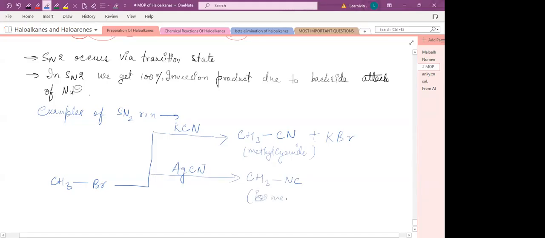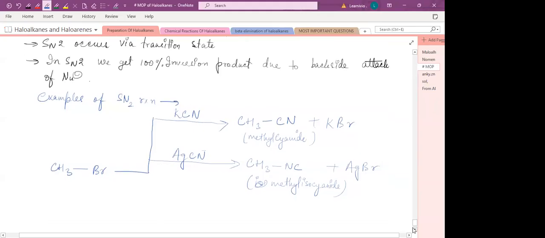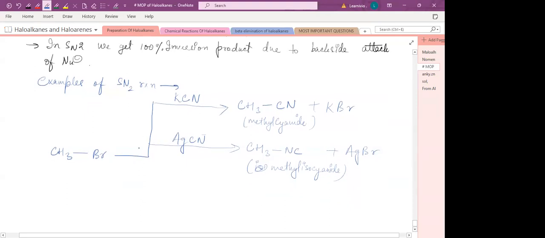So you can write methyl isocyanide. Plus what will be the byproduct? AgBr. Okay, so that's the two cases of ambidentate nucleophile. If it is AgCN, in this case, this cyanide will attack this carbon center with the nitrogen side. Nitrogen will be the donor side or attacking side, and in KCN, it will attack from the carbon center. Suppose another example. Let's see.